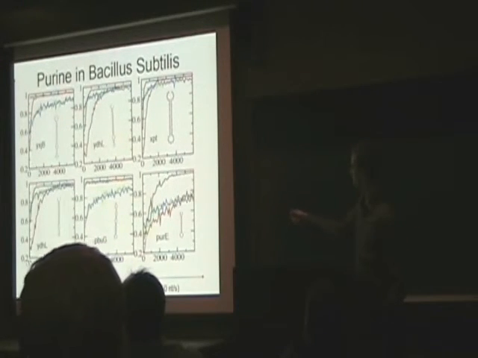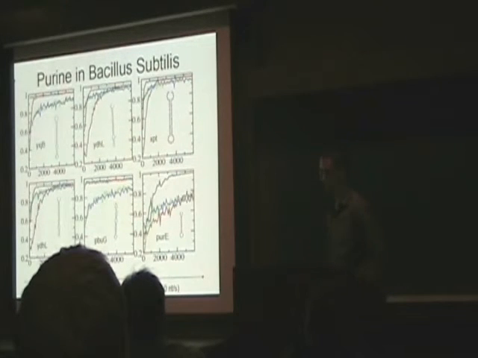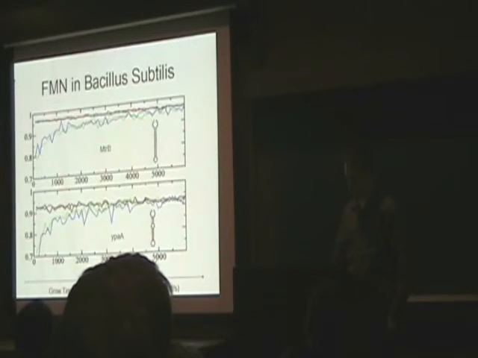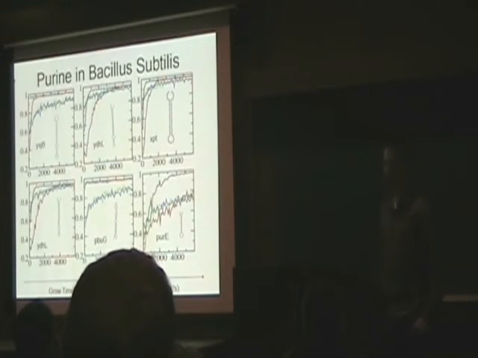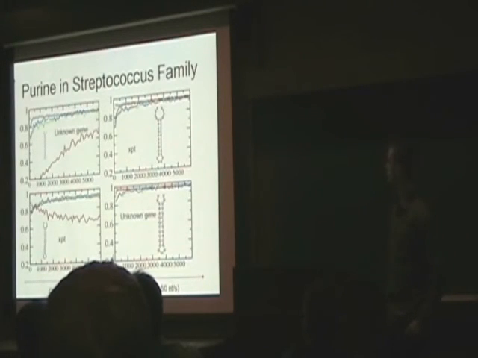So notice that in each case, the real hairpin performs better than the random set. And in this case, it performs dramatically better than even the random set as well as the reverse. So we have the same story for FMN, Bacillus subtilis, just fewer examples. And the same story for the purine and Streptococcus.